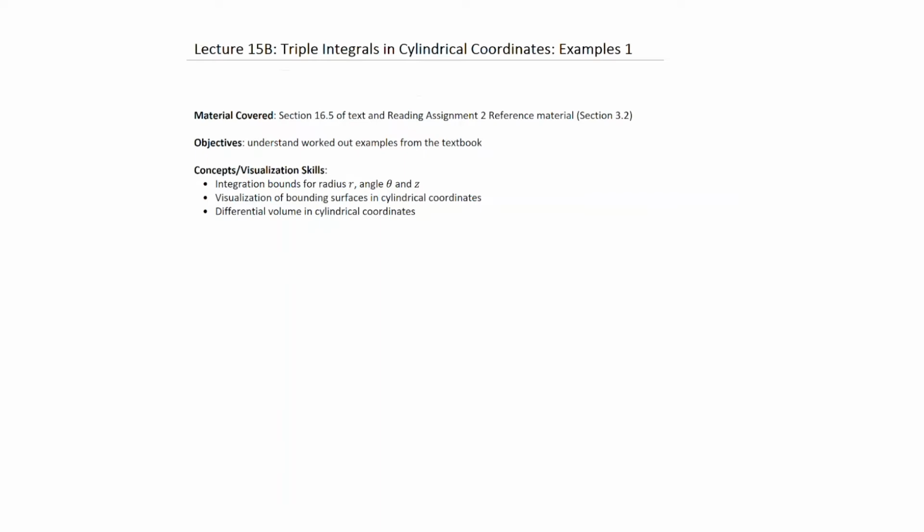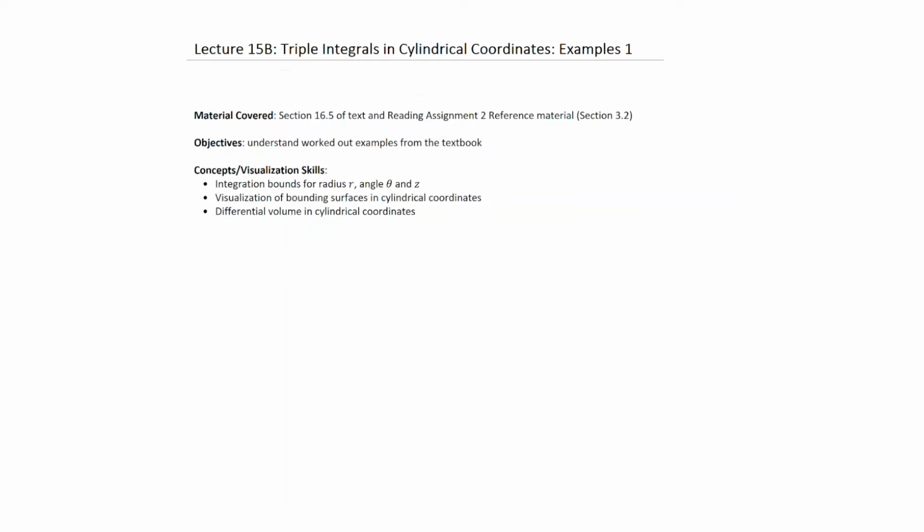Welcome to Lecture 15B, entitled Triple Integrals and Cylindrical Examples, Cylindrical Coordinates, and again, we're going to work out a number of examples. This lecture basically makes use of material from section 16.5 of the text, and also some reference to material in section 3.2 of Reading Assignment 2, which is not necessary to look at, not mandatory.